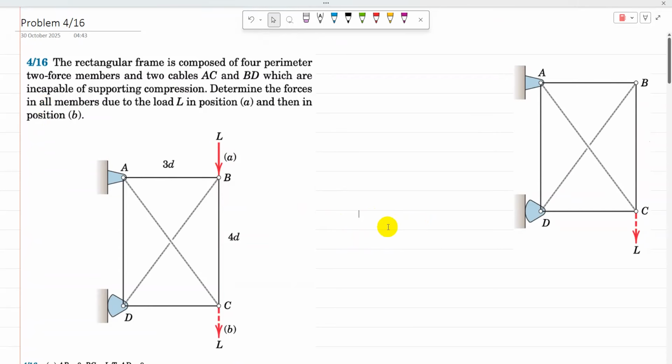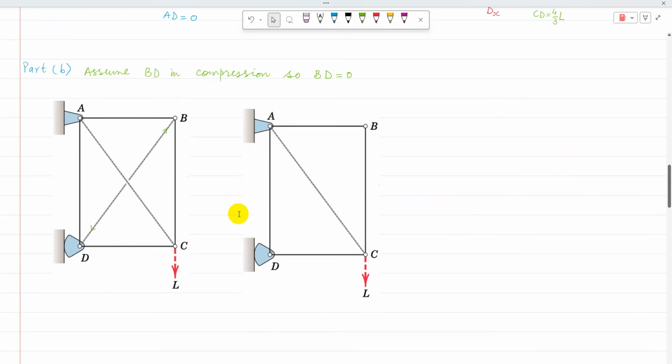Now part B of this question, when load L is going to act at joint C instead of A. So now the load is going to act at joint C. When the load is acting at joint C, the obvious thing is that AC is in tension. When AC is in tension, then BD will be in compression. So when the load is acting at joint C, BD is in compression.